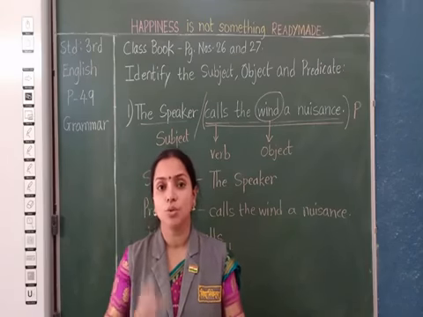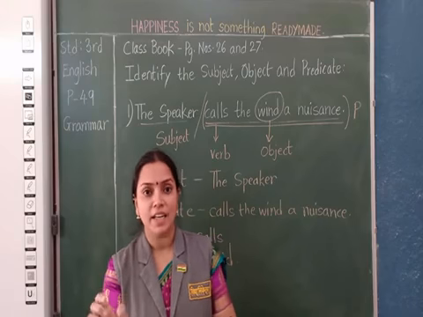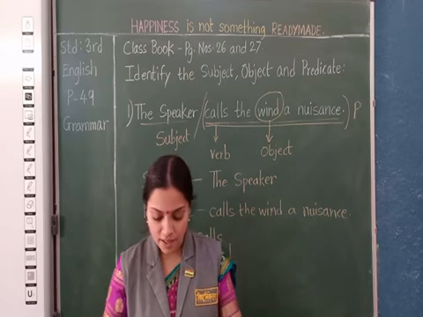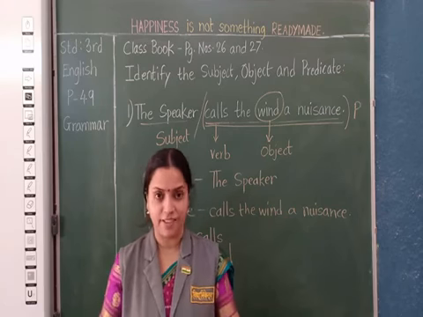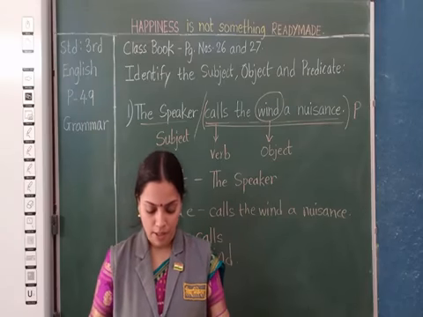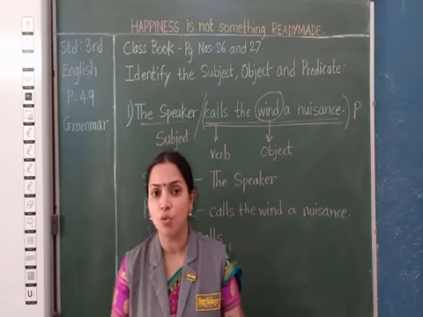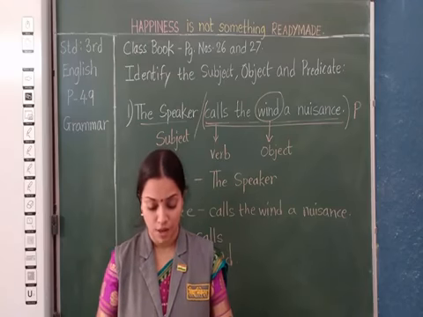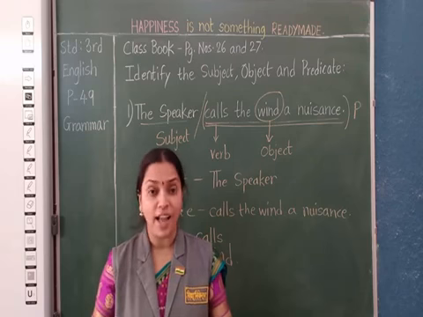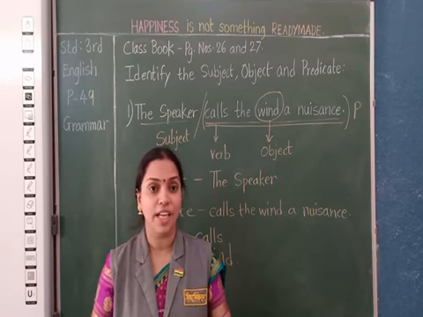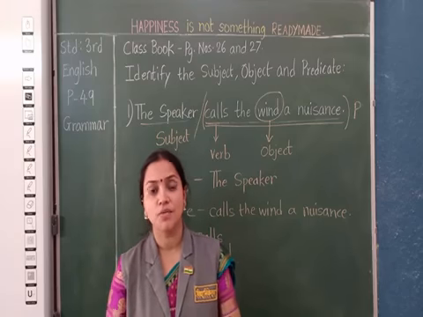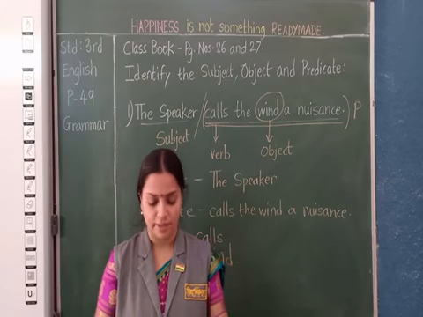Let's read. The wind seizes her hat and clutches her hair. So now you know that predicate starts from the verb. So seizes her hat and clutches her hair, this whole thing will be your predicate, isn't it? Now if I ask you to find out verbs in this sentence, here you have two verbs, isn't it? Seizes and clutches. Let us see what are the objects in this sentence.